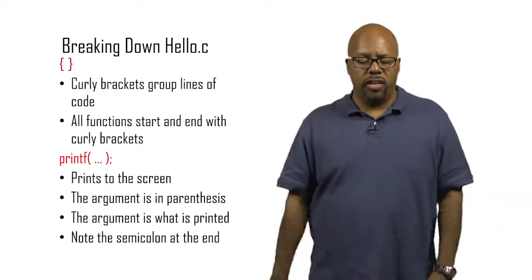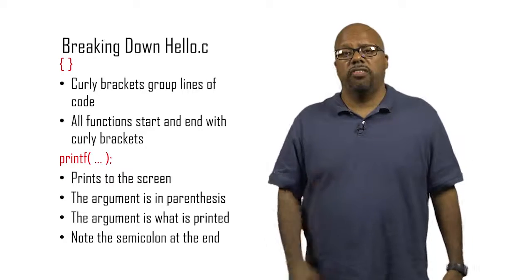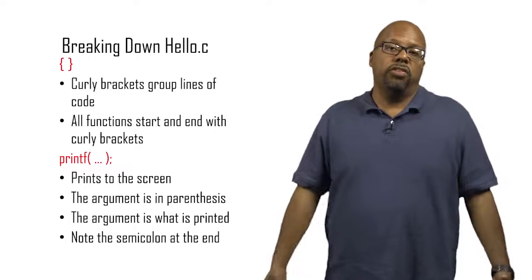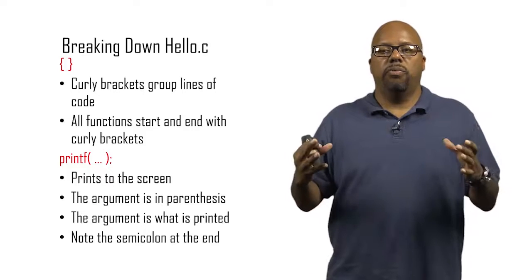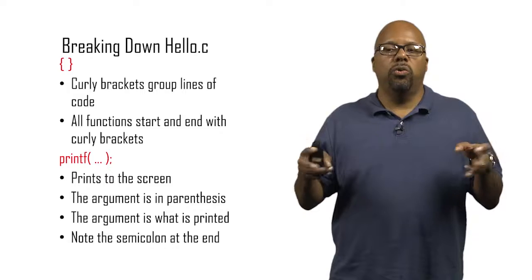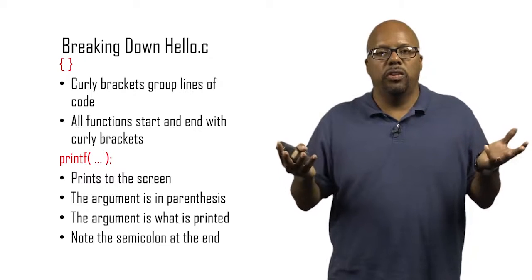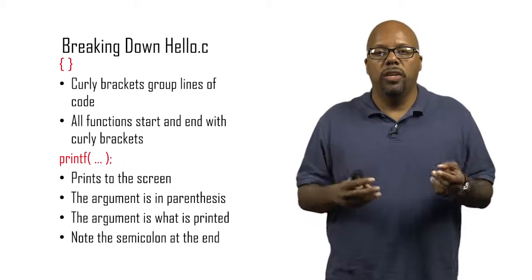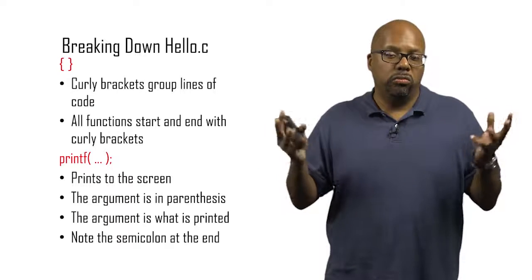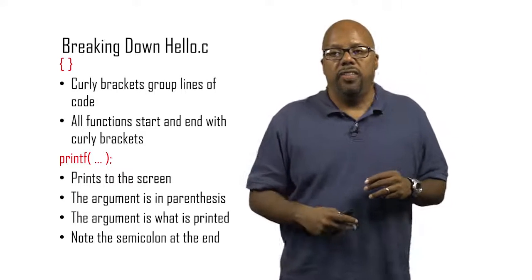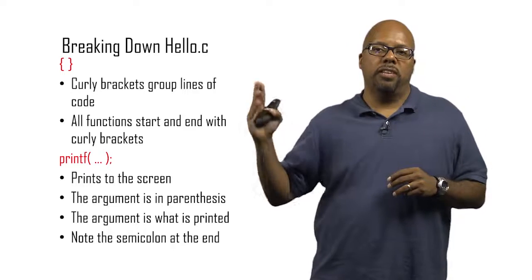Now, inside our main function, we have a print statement. And that just basically prints to the screen by default. Inside the parentheses, you put in quotes whatever you want to print. So in our case, we want to print the phrase hello world. So you say printf, and then in parentheses, you have quotes, hello world, close quotes. And there's a semicolon at the end of the print statement.